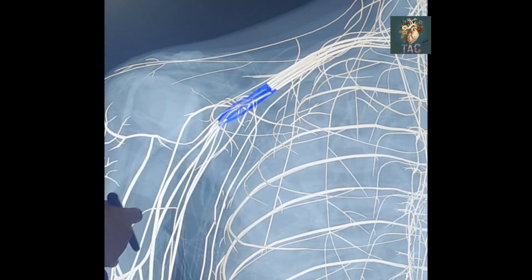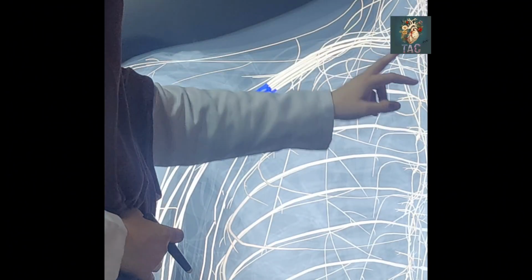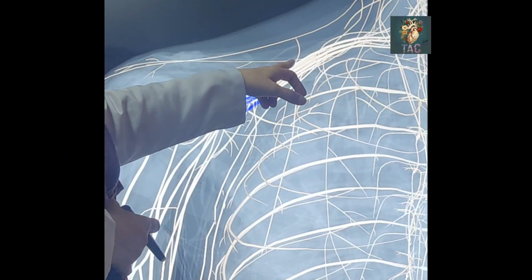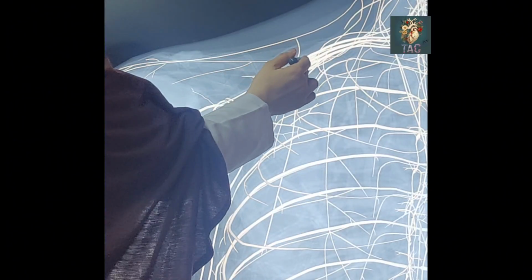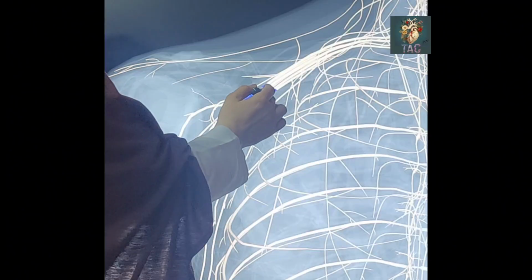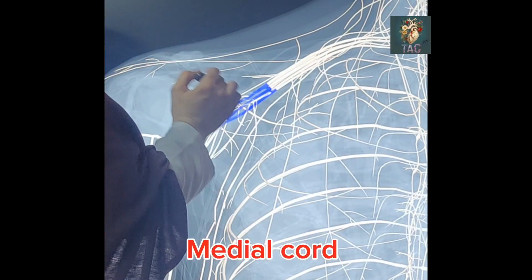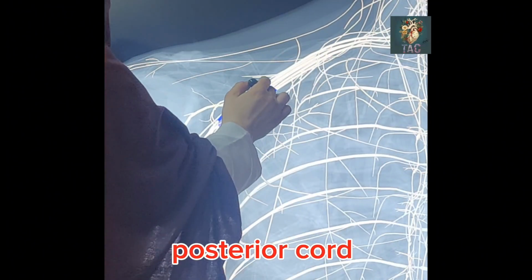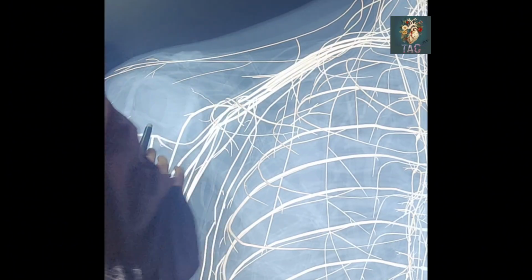So first I have told you that the branches take origin from C5 to T1. These nerve roots join to form the trunks. Then these trunks divide into anterior and posterior divisions. Now the anterior division of the superior and middle trunk join to form the lateral cord, and the anterior division of the inferior trunk forms the medial cord, and the posterior divisions of all the three trunks join to form the posterior cord. Then these cords give rise to the different branches.